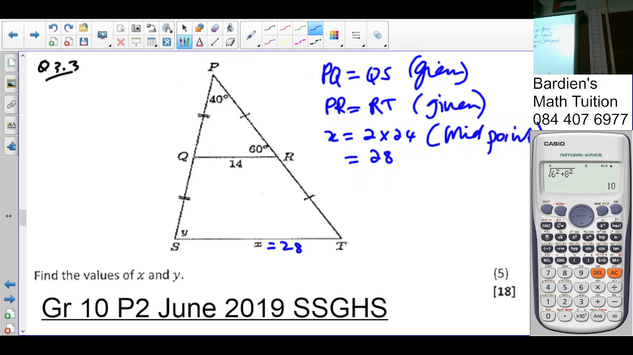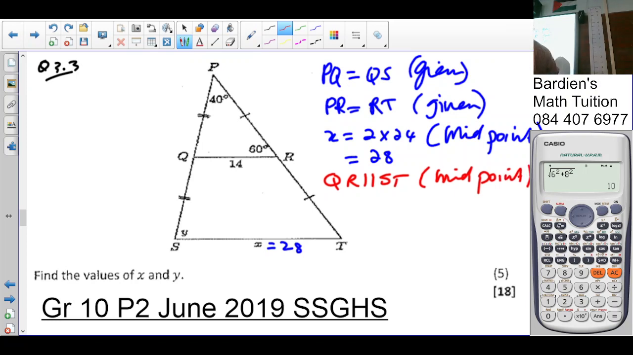Then Y, though this angle and that angle is the same because that is parallel here, not so. So let's go with that quickly. Let's change the color, we're calculating Y. We firstly need to say that QR is parallel to ST. Why? Because of the midpoint theorem. Alright, so that is parallel.